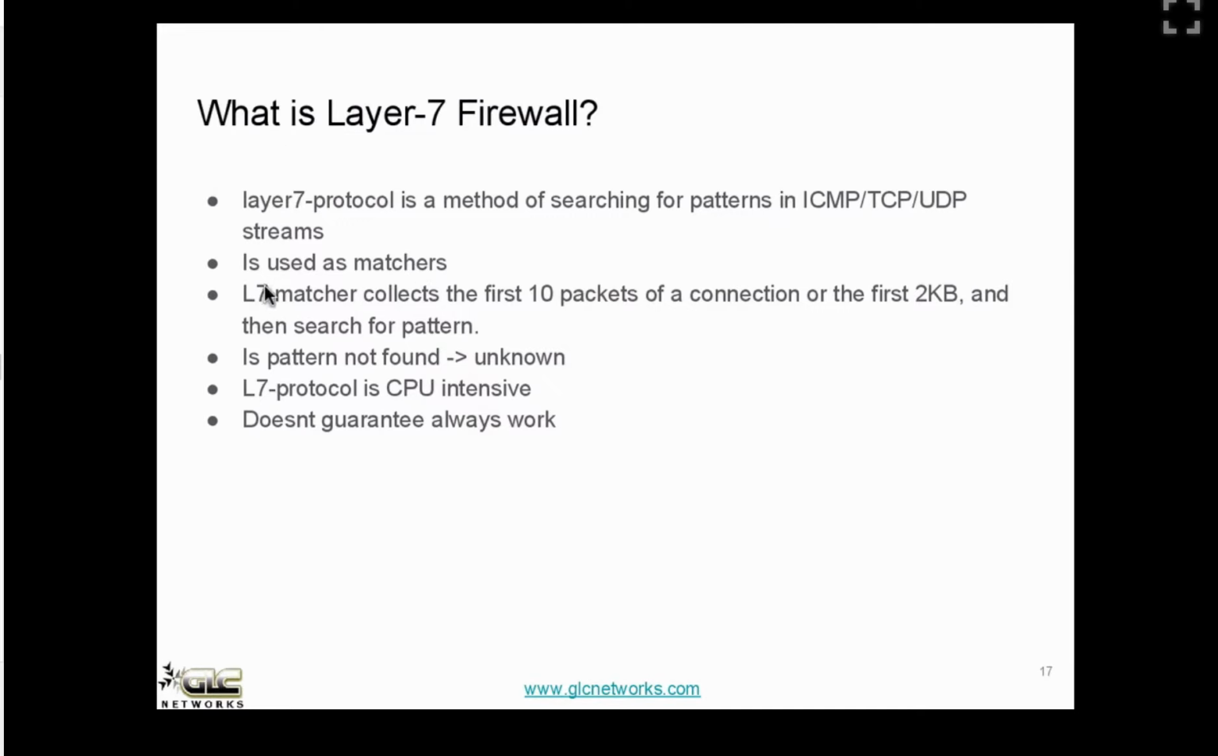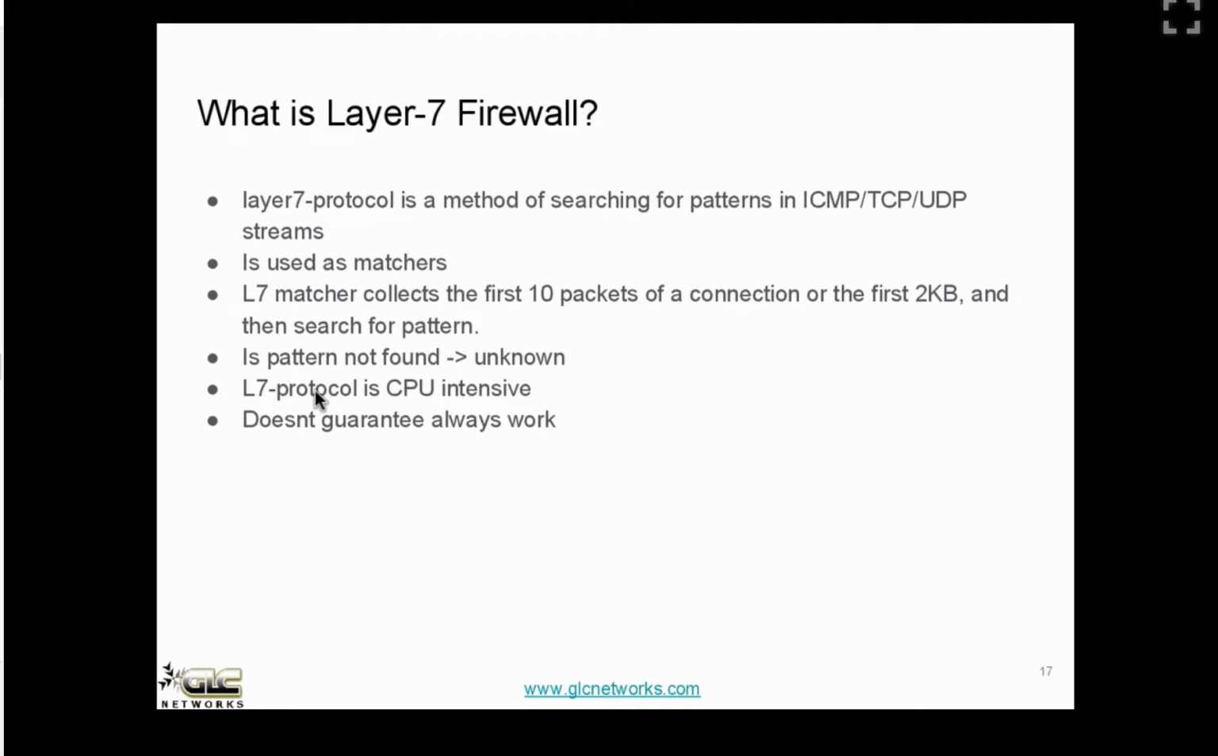The way it works is it collects the first 10 packets of a connection or the first 2 kilobytes of the connection, and then searches for a pattern. If the pattern is not found, RouterOS doesn't know. Layer 7 protocol matching is CPU intensive because it needs to put the packets in RAM, in memory.